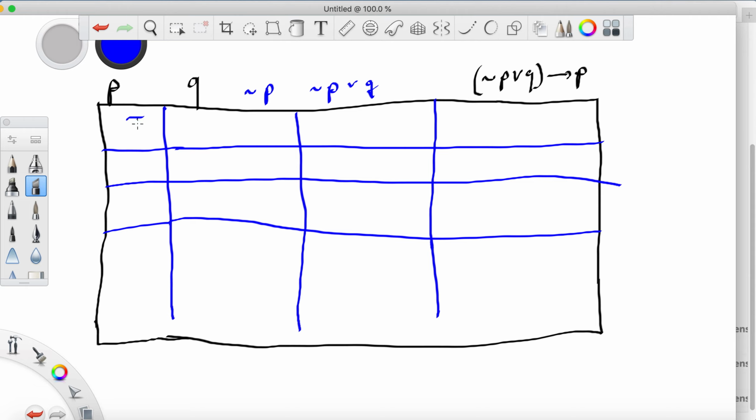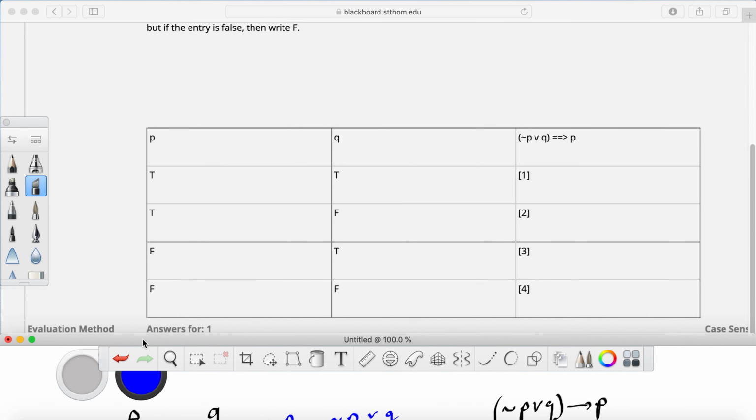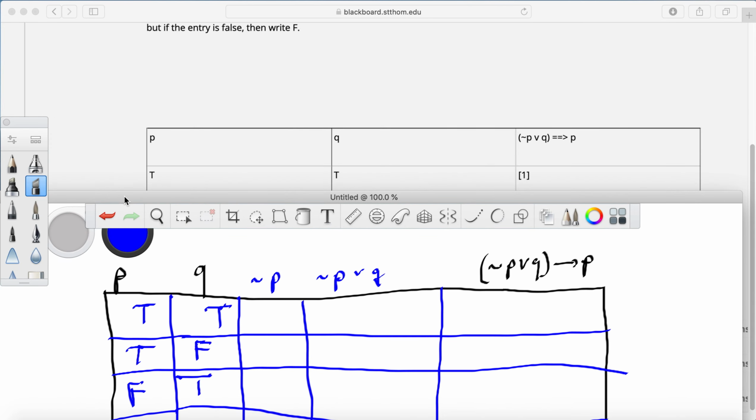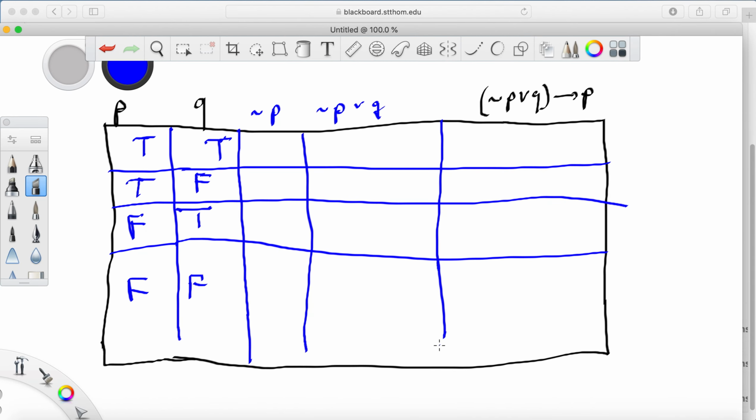Okay, so P could be true, and Q could be true. I need a column here. And P could be true, and Q could be false. P could be false, and Q could be true, and they could both be false. Okay, so far this is just the setup. That's exactly what we have. So what we wanted to know was these final spots. I called them 1, 2, 3, and 4.